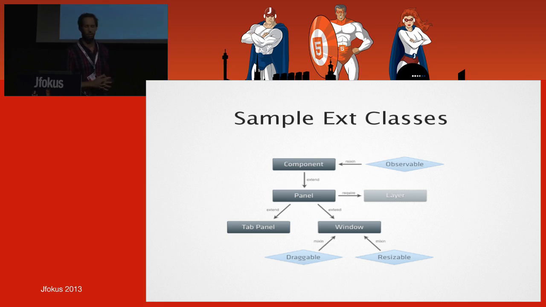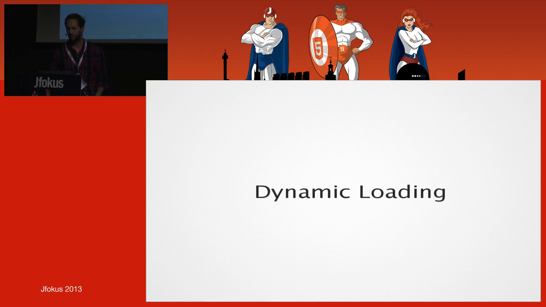And just a sample high-level picture of some arbitrary classes in the system is component, which mixes in observable, so you can observe for events. There's a UI panel class, which uses a layer. And then we have subclasses tab panel and window, which in their turn are draggable and resizable. So this is what it looks like in a real-world use case for Sencha.